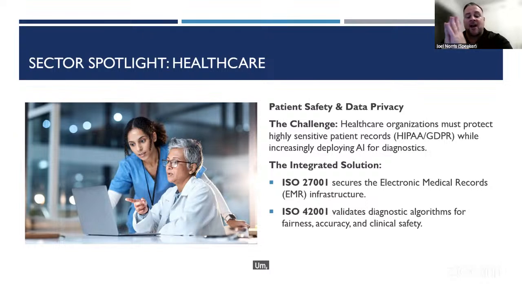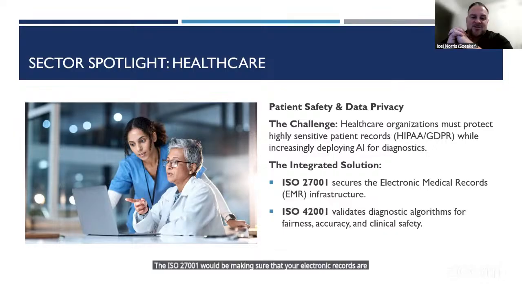In healthcare, we're dealing with PHI, personal healthcare information, and sometimes you don't want this stuff to get out. So ISO 27001 would be making sure that your electronic records are secure and that the data doesn't leak out. 42001 can be making sure that the algorithms validate the diagnosis, give you accurate data, and also look at the safety of that information. I'll give you an example.